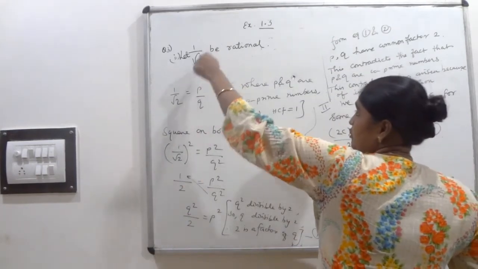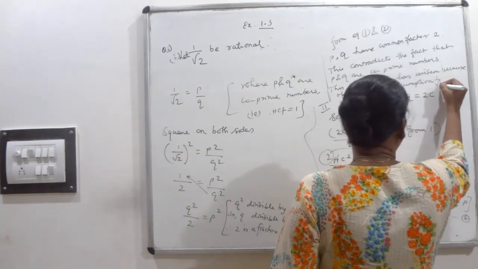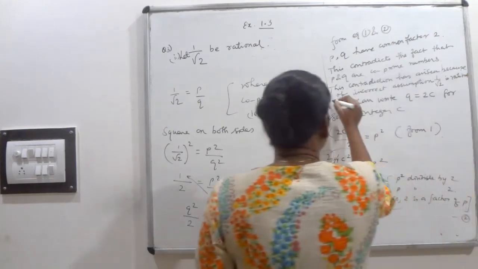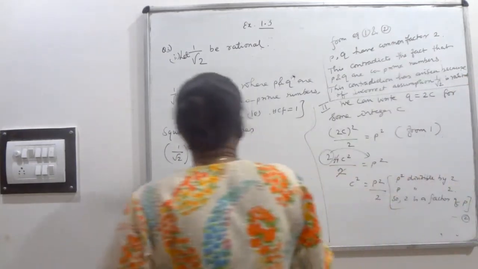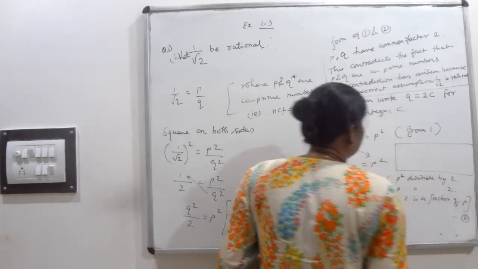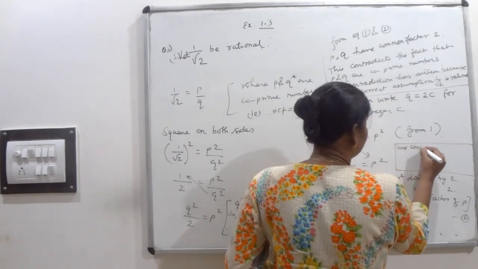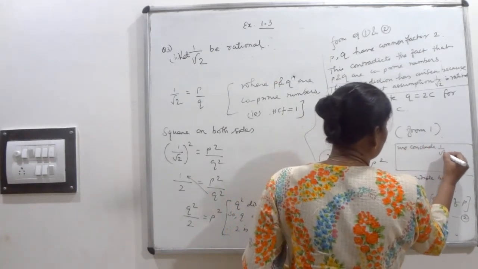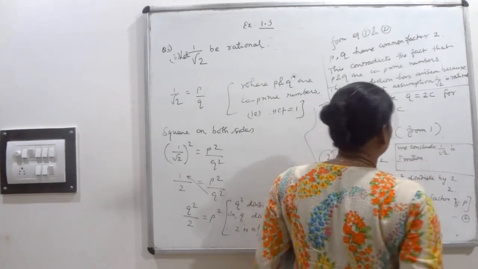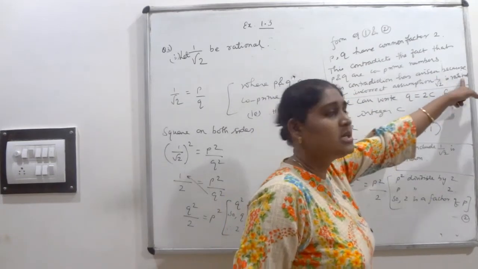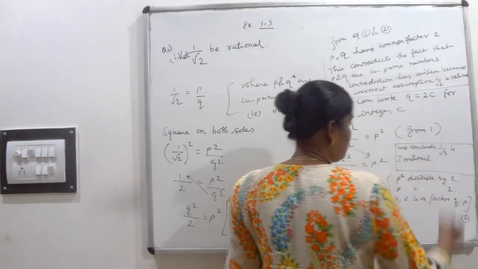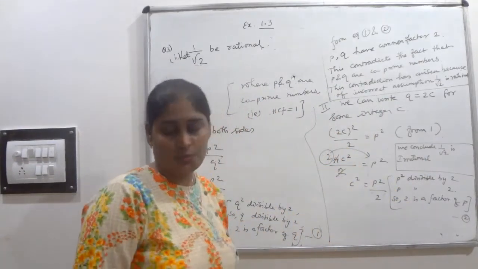What is the incorrect assumption you have taken? That is, 1 by root 2 is rational. Therefore, we can conclude that. At last, you have to write the statement. See, I am writing here. We conclude 1 upon root 2 is irrational because my assumption is wrong. See, the incorrect assumption, that is 1 by root 2 is rational. That's why I conclude that 1 by root 2 is irrational. Okay, thank you.